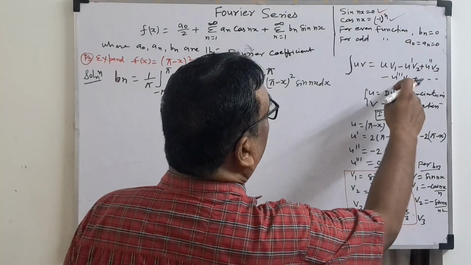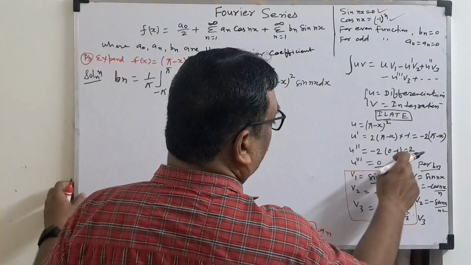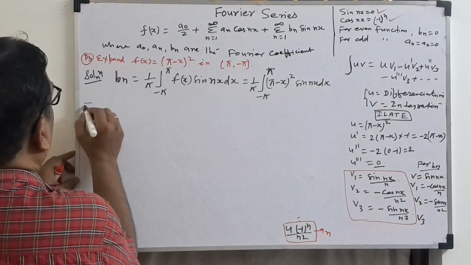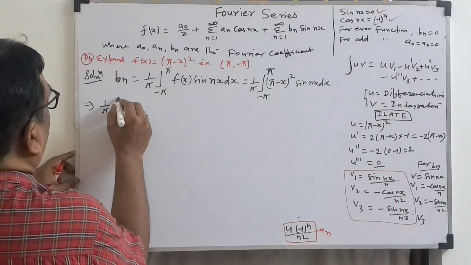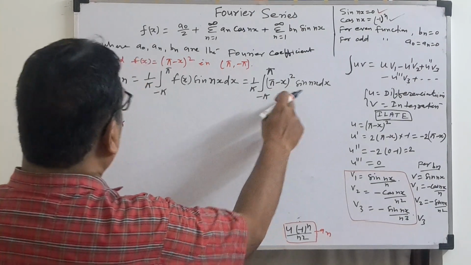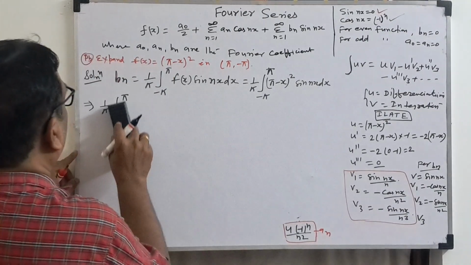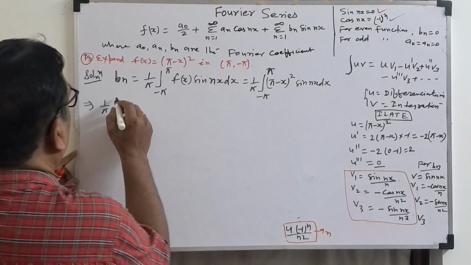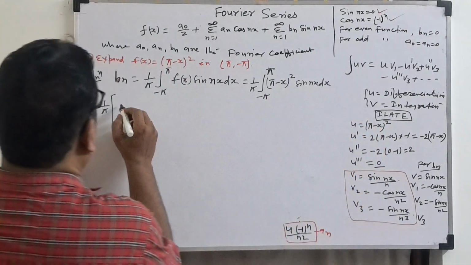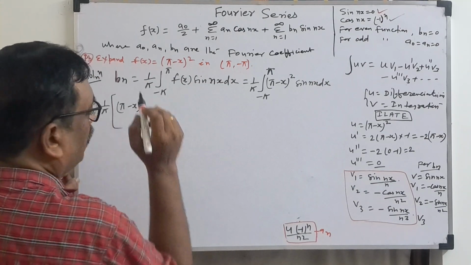v3 will not come, so it is not required, because u double dash is 2 and u triple dash, v3, is not required. Okay, so now come to the next steps. 1 by pi, minus pi to pi. Once you write the integration, these symbols will not be there. Now I am integrating pi minus x as u, so write u: pi minus x whole square, u into v1.